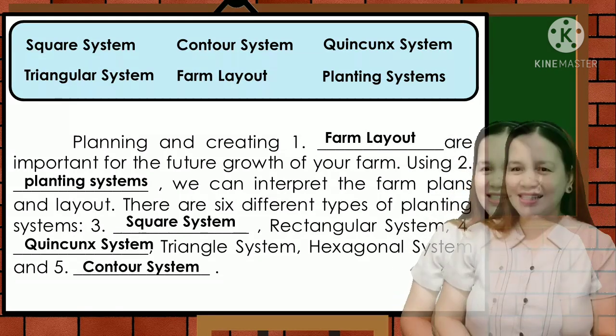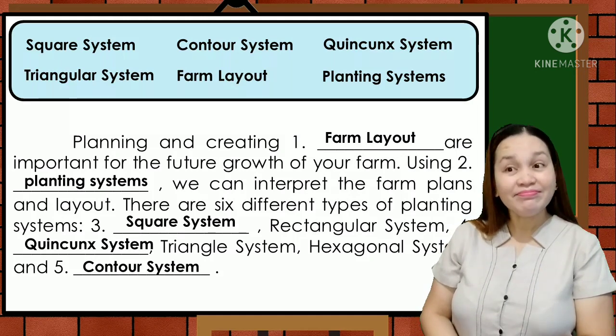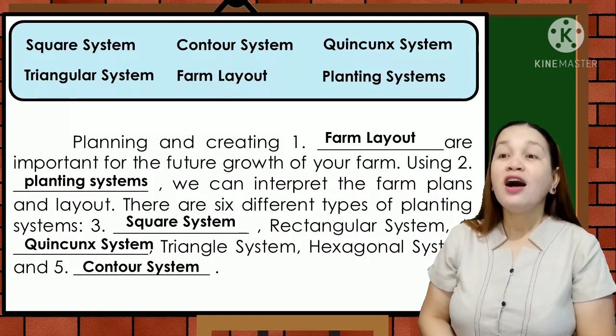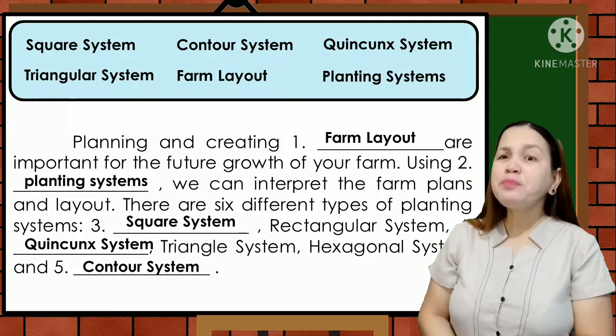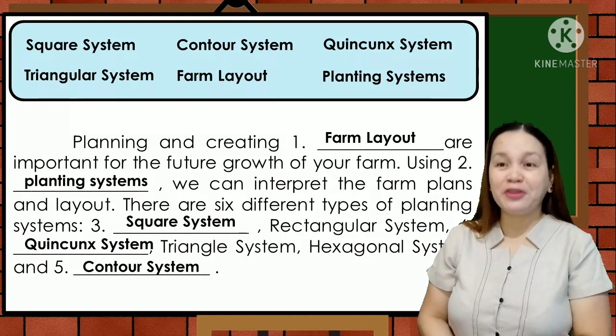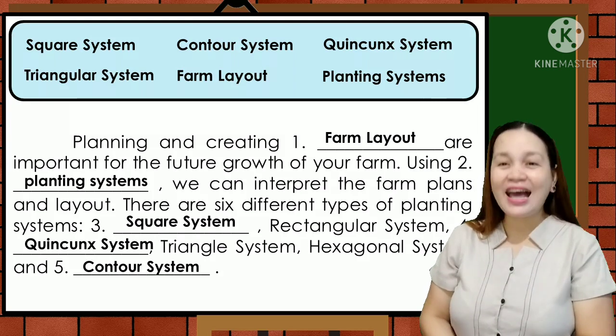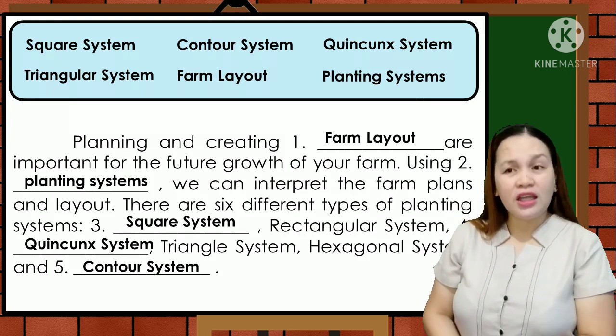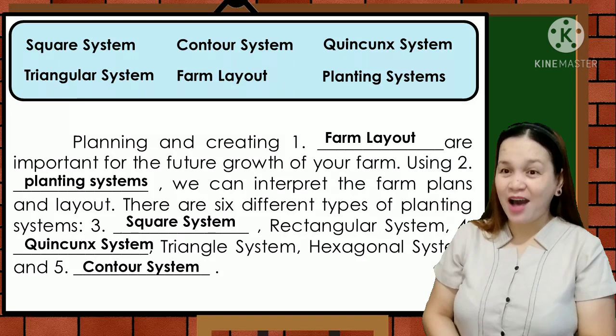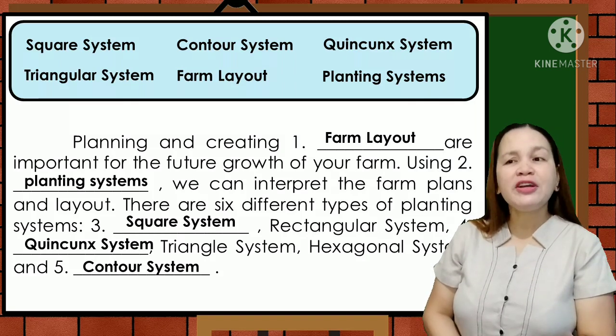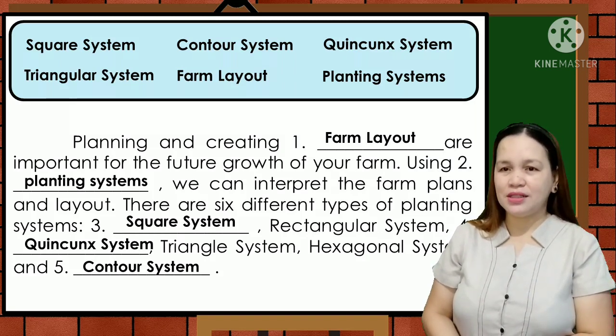Let's check your quiz. Planning and creating. Number 1, farm layout are important for the future growth of your farm. Using number 2, planting system, we can interpret the farm plans and layout. There are 6 different types of planting systems.